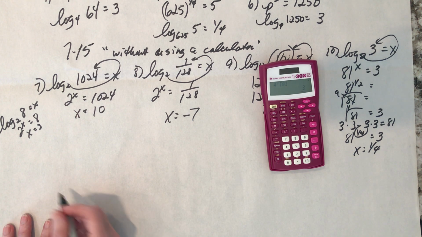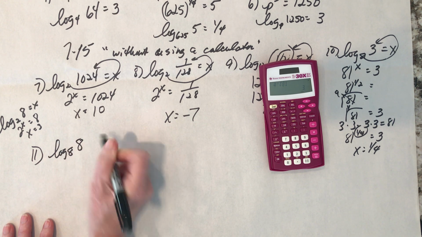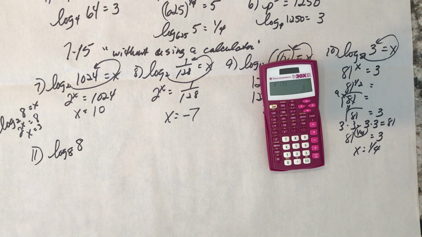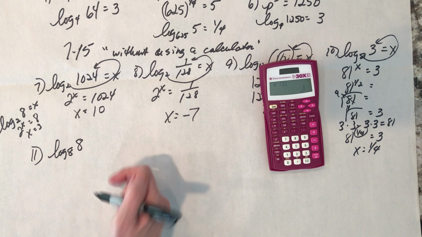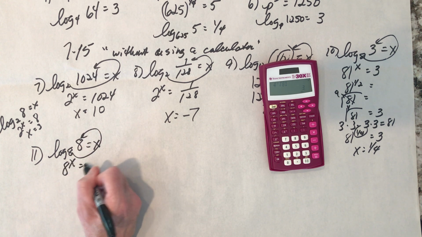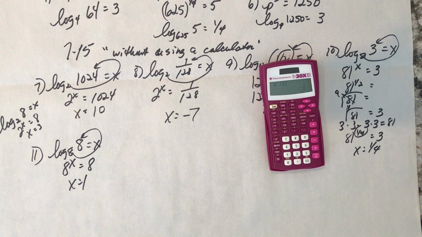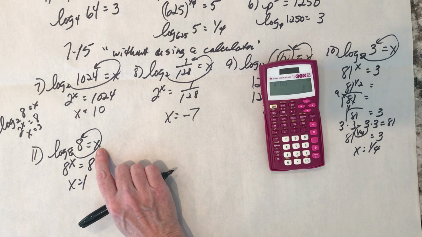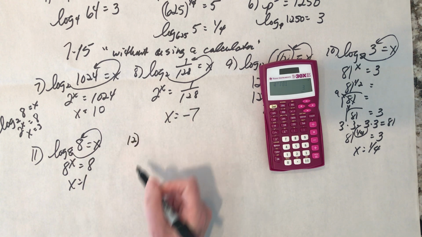Okay, let's look at number 11. Here come some of those ones that are just based on principles. Log base 8 of 8. What do you have to raise 8 to make it be an 8? If you're not sure of that, let's set up the circle. 8 to the x equals 8. Well, that's just going to be a 1. 8 to the first power. So the exponent that you have to raise 8 to make it be an 8 is a 1.